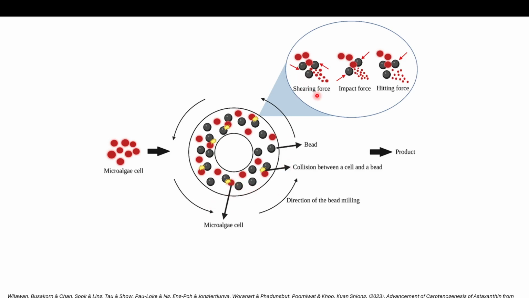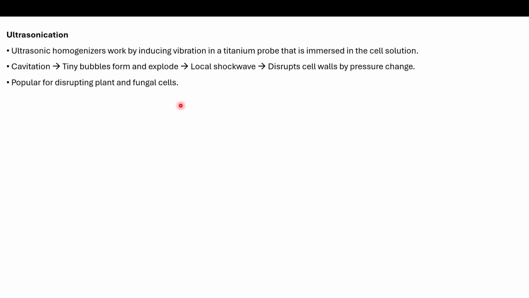The different types of forces that the cells experience are, for example, shearing force. This is like the beads moving past the cells and shearing them away. Or it can be impact force, like the beads directly hitting the cells, which can also break them open and disrupt the cells. You can go through this article. It summarizes what the possible forces acting on the cells are when they collide with the beads. Okay.